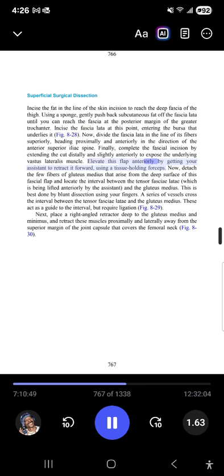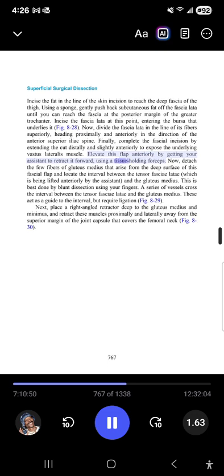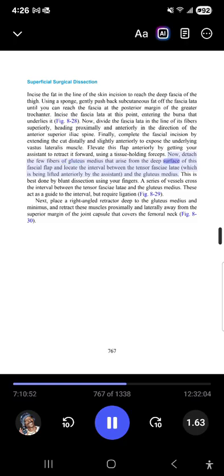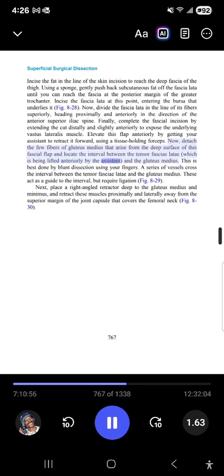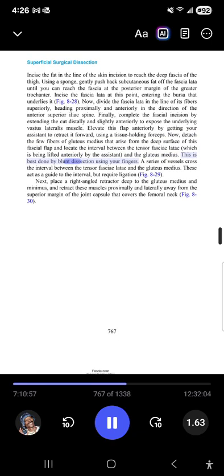Elevate this flap anteriorly by getting your assistant to retract it forward, using tissue-holding forceps. Now, detach the few fibers of gluteus medius that arise from the deep surface of this fascial flap and locate the interval between the tensor fasciae latae, which is being lifted anteriorly by the assistant, and the gluteus medius. This is best done by blunt dissection using your fingers.